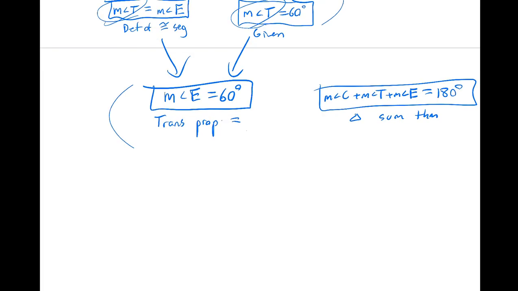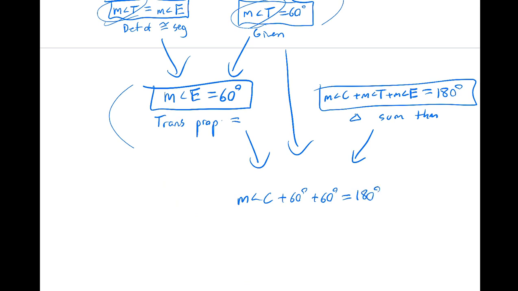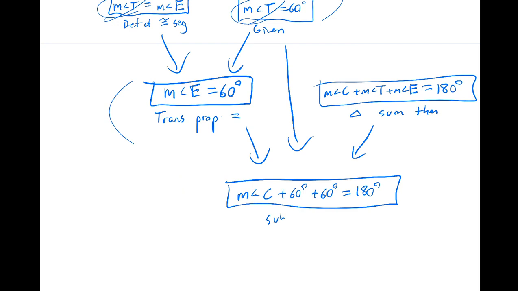Well, now we can substitute this and this in, and we get measure of angle C plus 60 degrees plus 60 degrees equals 180 degrees. And this is where now you could say this was substitution. Sorry, before we get ahead of ourselves.